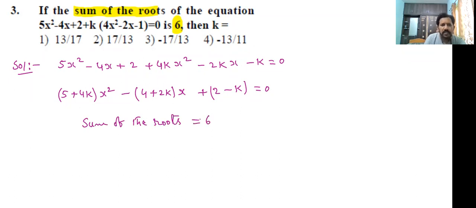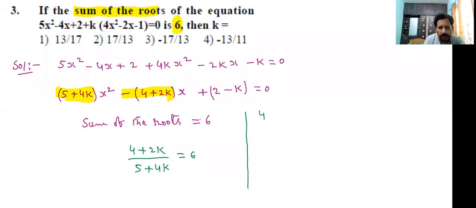6. Now observe that in that question, what is the sum of the roots? Minus b by a. This is b, this is a. Substitute here: minus of minus (4 plus 2k) divided by (5 plus 4k) is equal to 6. Now take the cross multiplication.